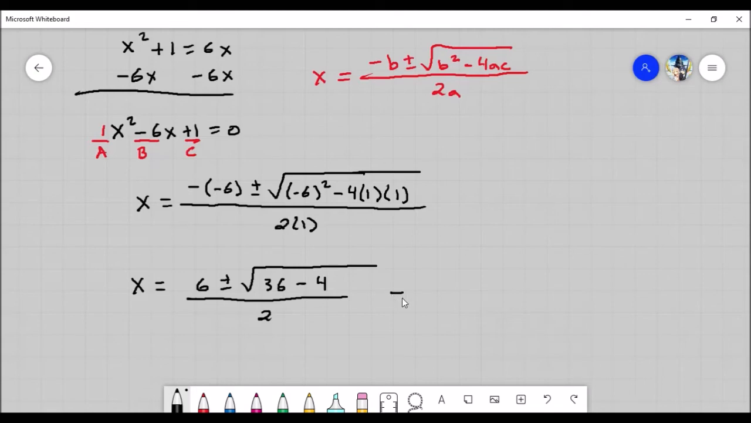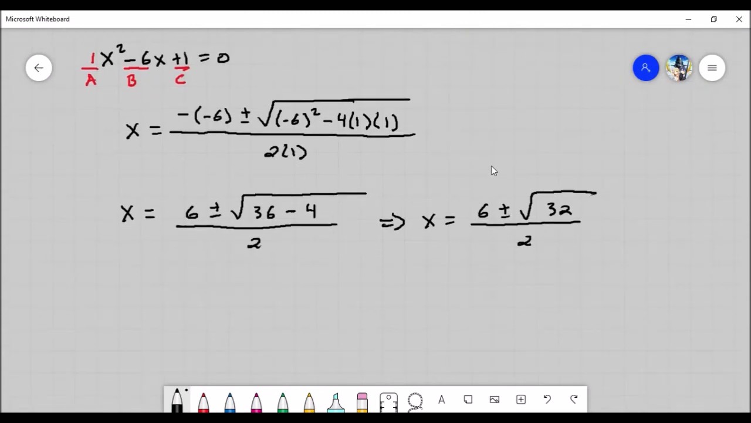All right, so next, I will move over to the right. 6 plus or minus. So 36 minus 4 gives us what? 32. All of this divided by 2. So now the next piece is to simplify the radical.